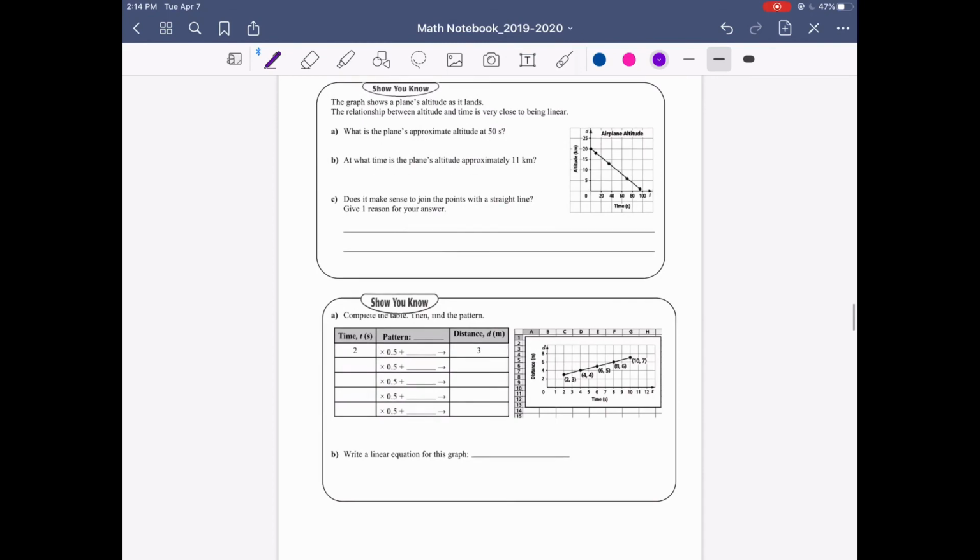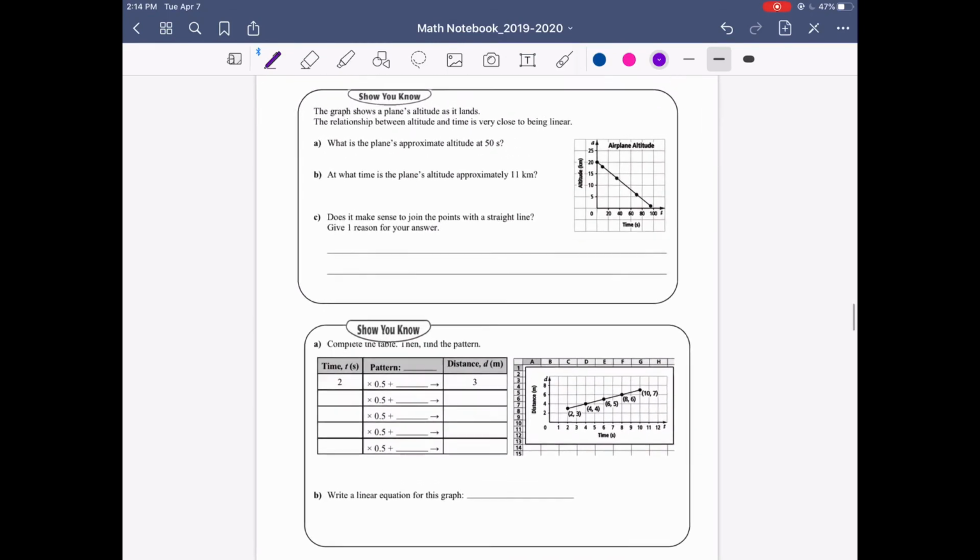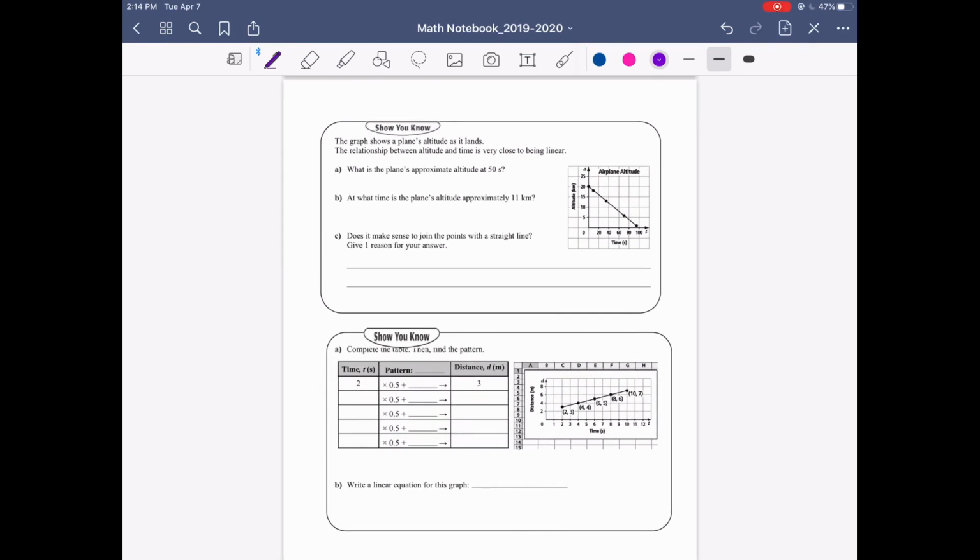All right, guys. So I want you guys to practice doing some interpolation, extrapolation. Pause the video. I know this was a lot of me talking, but pause the video and try these two show you knows. And when you come back, I will have the answers posted.